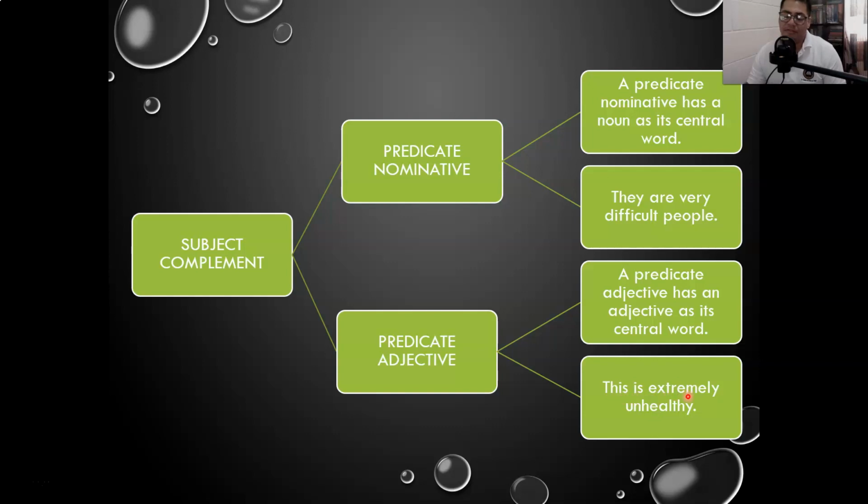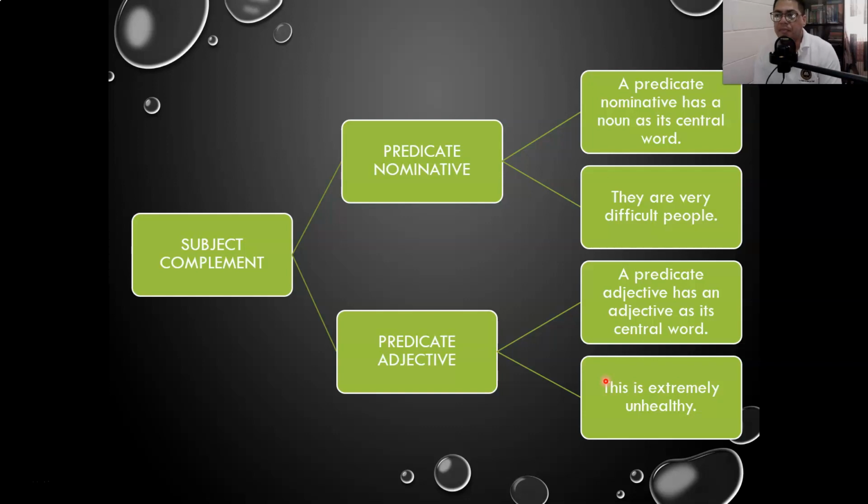Extremely is an adverb. As you see, this ending is telling us that this word is most likely an adverb. There are very few adjectives that end in ly. The only one that comes to my mind right now is the adjective friendly. But most of the words that end in ly are adverbs of manner. So this adverb is modifying unhealthy. This is extremely unhealthy. This is giving a description of whatever this is.